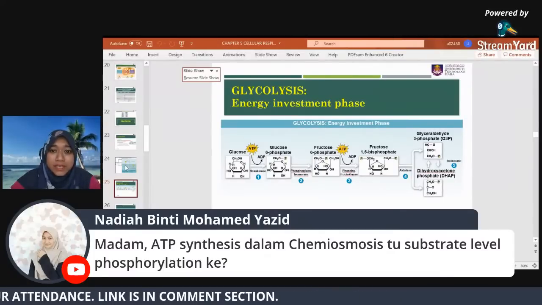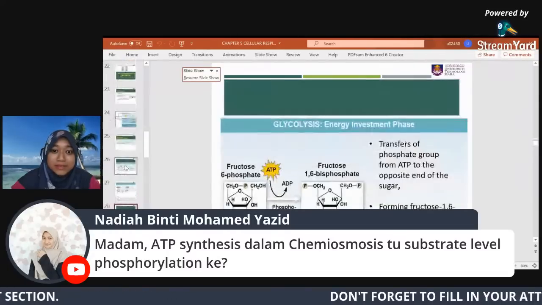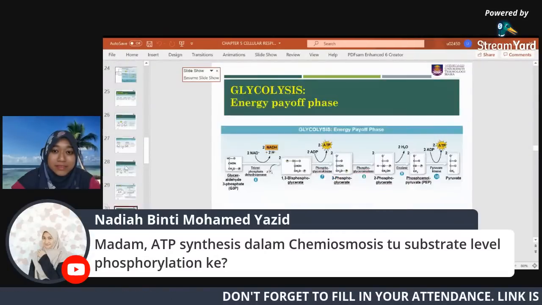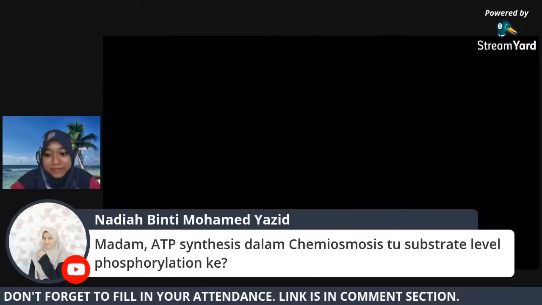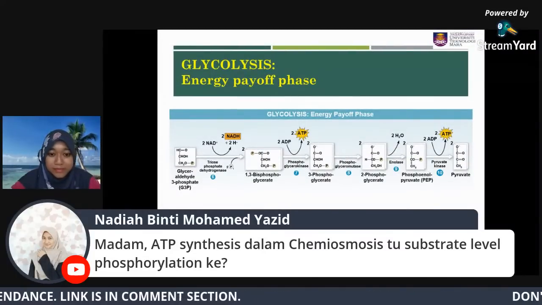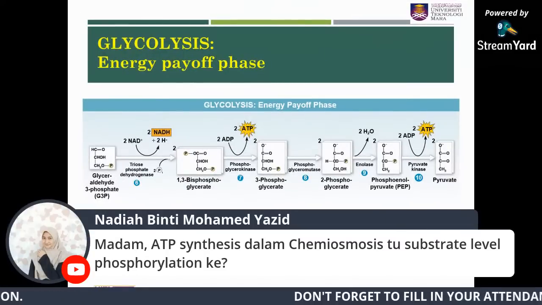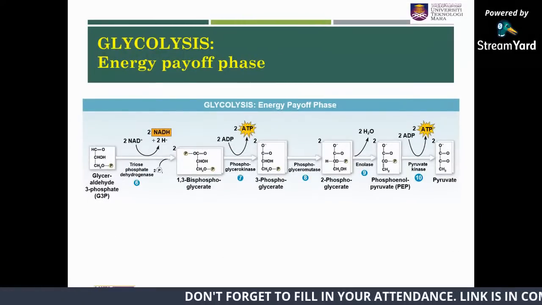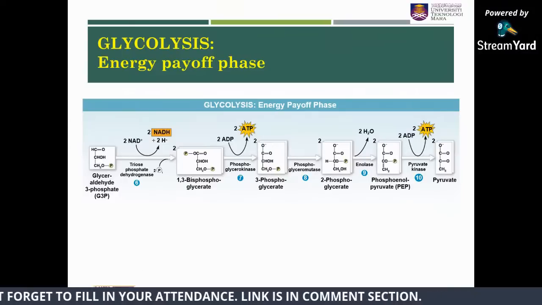Basically, we have three types of phosphorylation. Inilah. Okay, inilah. Boleh nampak kan? Sorry. I'll hide myself first. Okay. Hide this one too. Alright, so let's look at here.